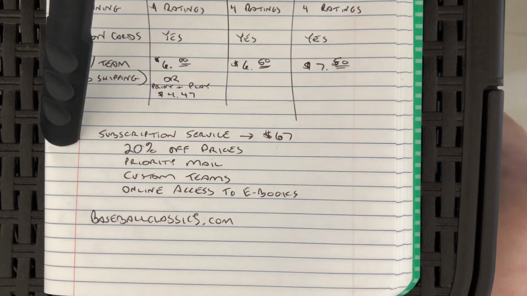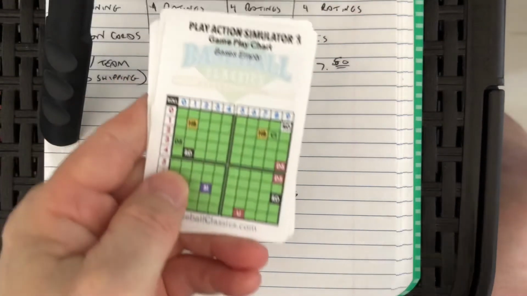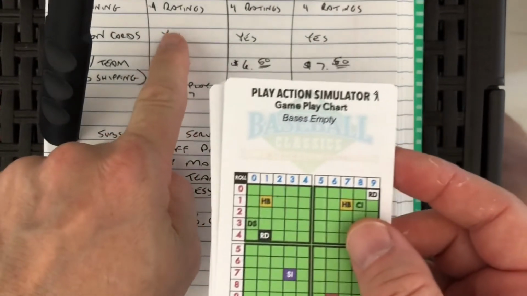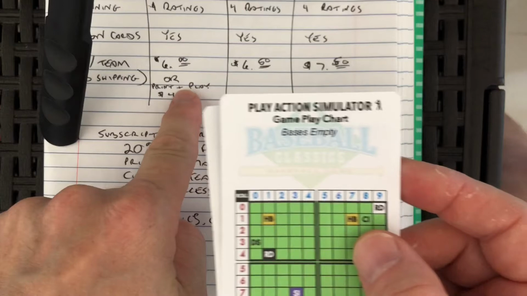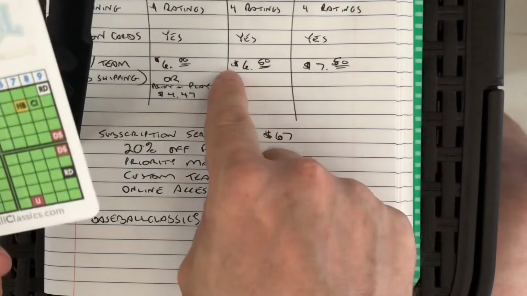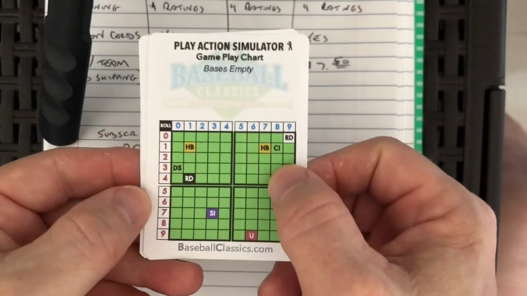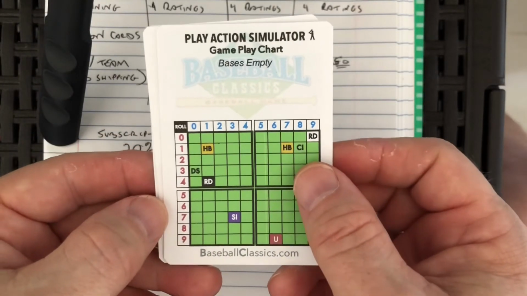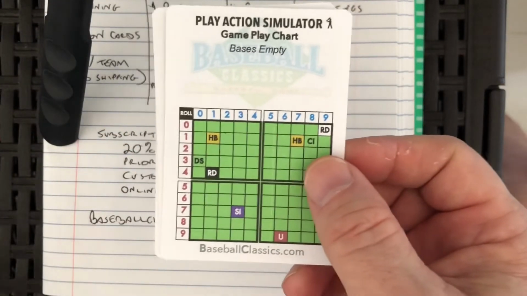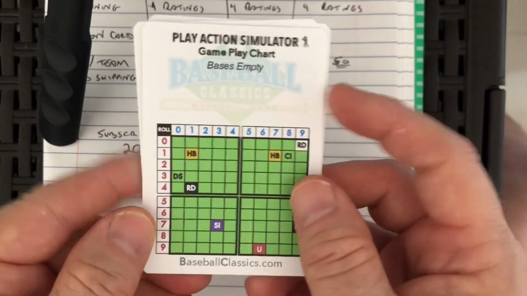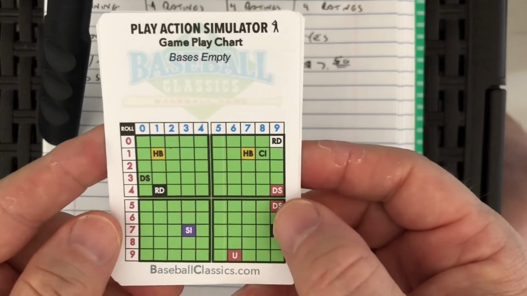If you are interested in playing the deluxe or the premium version of the game, one of the things they offer is called a play action simulator. Now, the standard version does not do this, but the deluxe and the premium versions offer this. Can you get away without doing the play action simulator? Yes, you can. And I do. I don't use the play action simulator, and I'll show you why I don't when I play Baseball Classics.